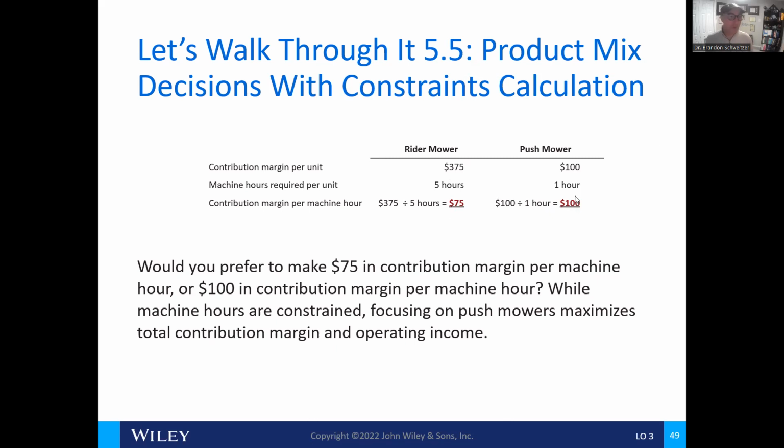So given the limitation or constraint in the calculation, we would want to focus on making more push mowers than riding lawnmowers because it has a higher contribution margin based off of machine hours, which is the constraint.